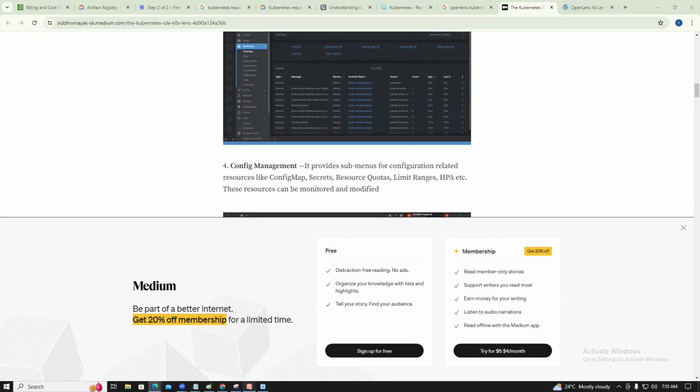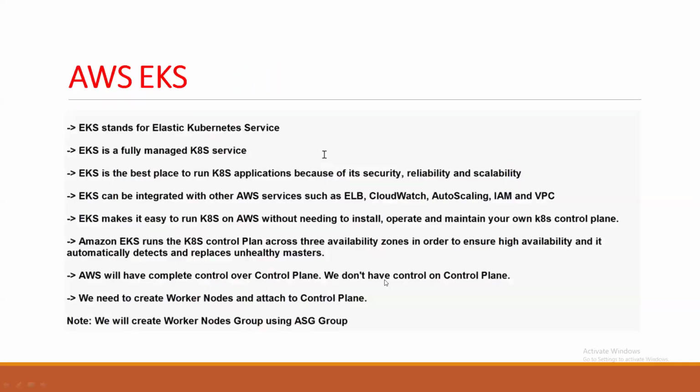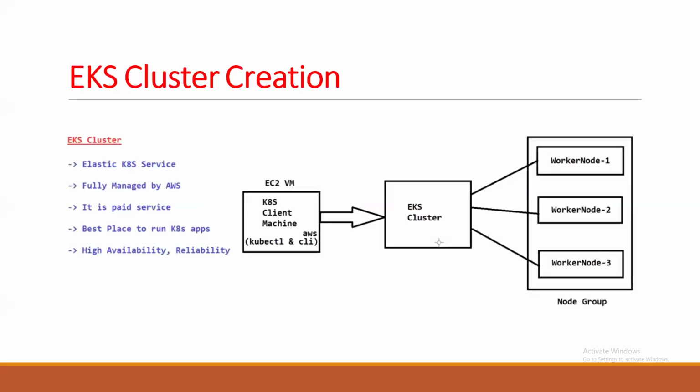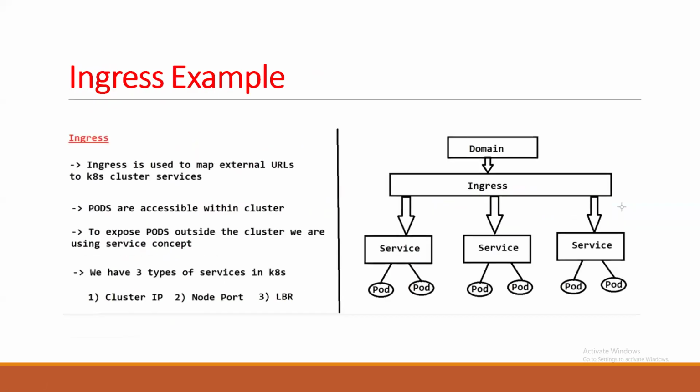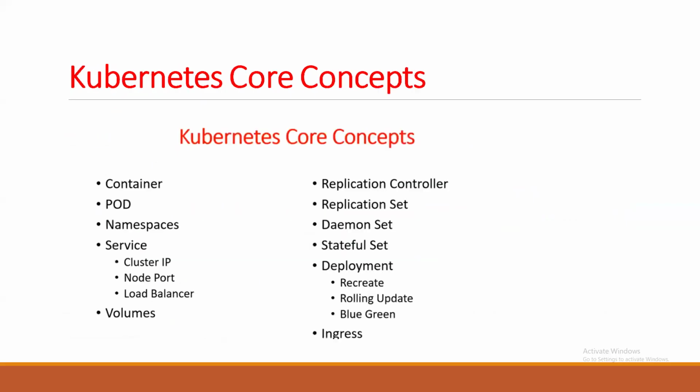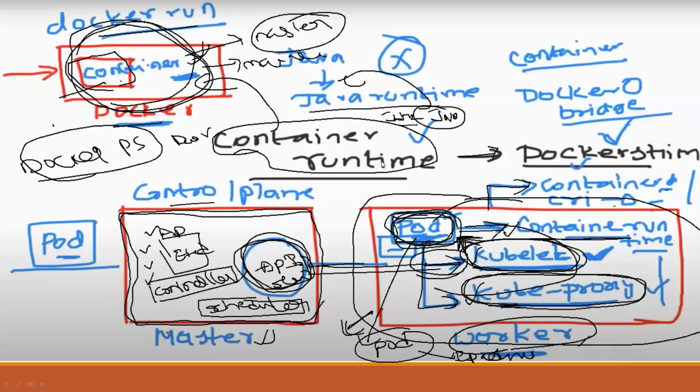Yeah, guys. So tomorrow we'll discuss about the Kubernetes ingress, guys. So after ingress, we will wind up this session. In case we already discussed it, right? So ingress is used to map the external URLs to Kubernetes cluster service. Pods are accessed within the cluster. To expose pods outside the cluster, we are using the service concept. We have three types of services in Kubernetes: cluster IP, node port, and LB. We already discussed it in the service. So cluster IP, node port, and load balancer. So ingress examples. These are the ingress. We'll discuss the ingress tomorrow.